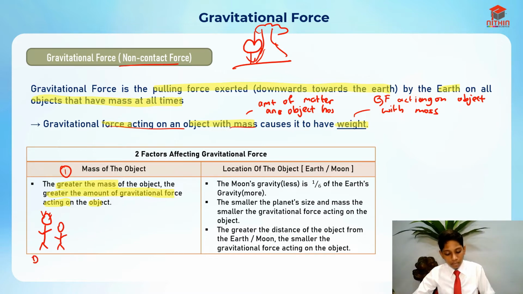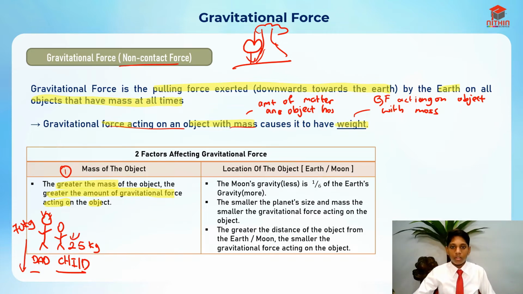So this is the dad and this is the child. Okay, so the child basically has a mass of 25 kg. Okay, and the dad has a mass of, let's say, 70 kg. So the dad actually has more gravitational force acting on him than the child. Okay, so you need to know that.